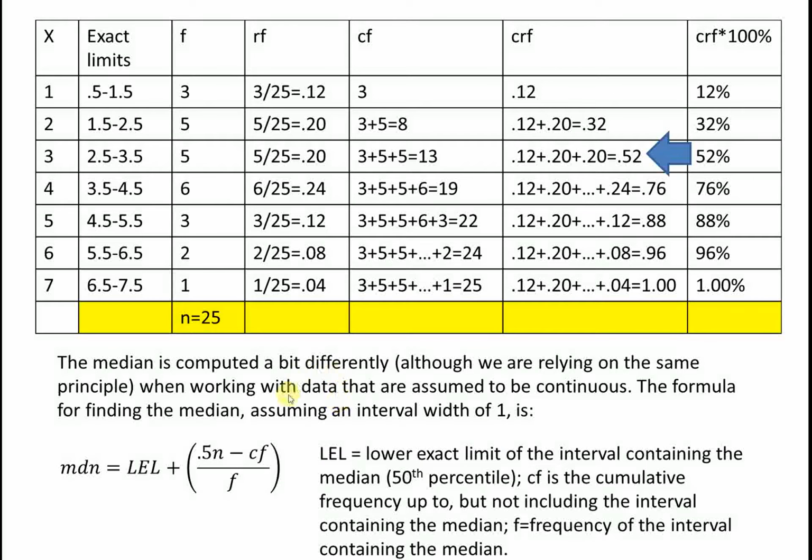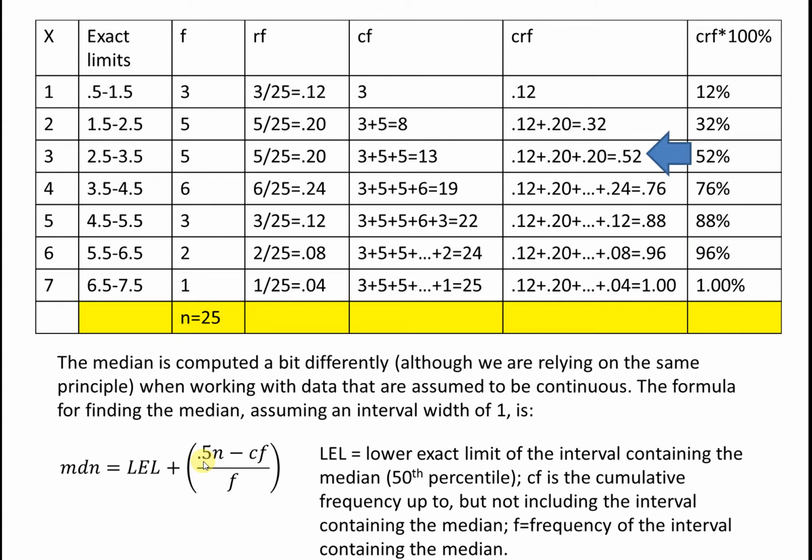Now the median is computed a bit differently from when we're working with ordinal data. So when we're assuming that our data are continuous, this is kind of the formula for finding the median, assuming an interval width of 1. So in this case right here, you see median is equal to lower exact limit. So really what we have to do is find the lower exact limit of the interval that would contain the median. And remember that the median is that point in the distribution that divides our distribution into equal proportions, basically 50% on either side. So we have to find the interval that would contain the median.